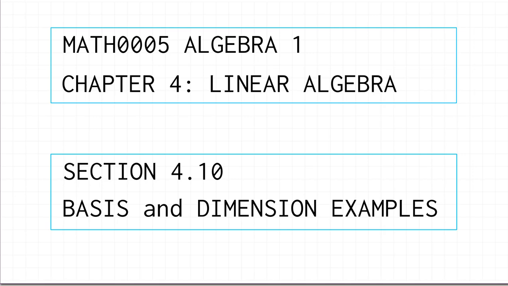We've just defined the dimension of a vector space to be the size of any basis of that vector space. And we know, at least for finite dimensional vector spaces, that that's a good definition because we know that any two bases have the same size. In this video, we're going to compute the dimension of various vector spaces by finding bases.